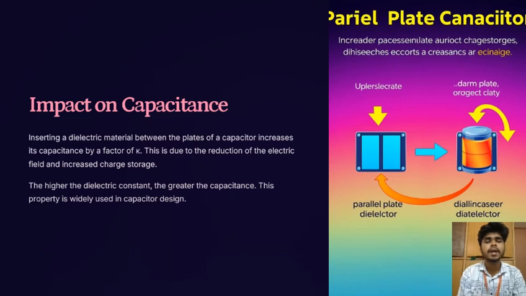So, impact on capacitors. Inserting a dielectric material between the plates of a capacitor increases the capacitance by a factor K. This is due to reduction of the electric field and increased charge storage. The higher the dielectric constant, the greater the capacitance. This property is widely used in capacitor design.